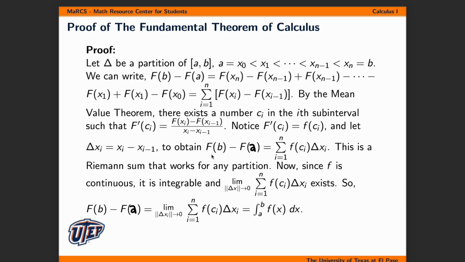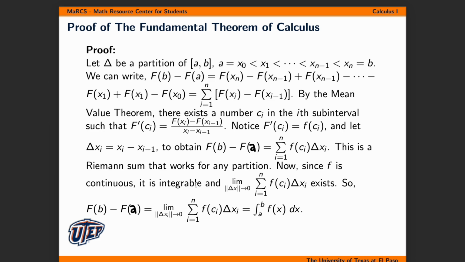To obtain our antiderivative evaluated at b minus our antiderivative evaluated at a, we have the summation from i equal to 1 up until n of our function evaluated at the point c i times our delta x i. So this is a Riemann sum that works for any partition.